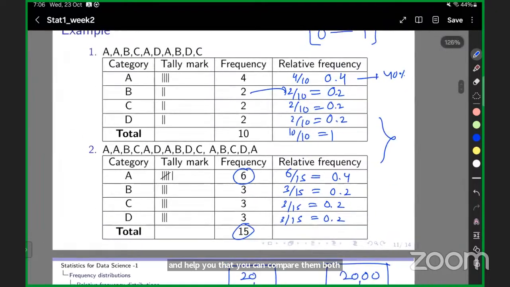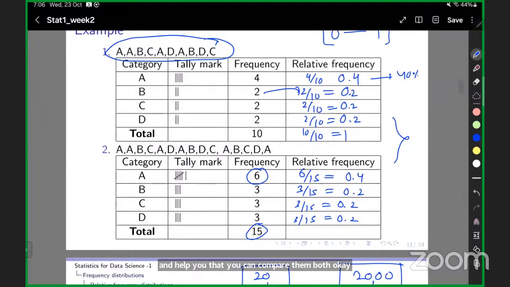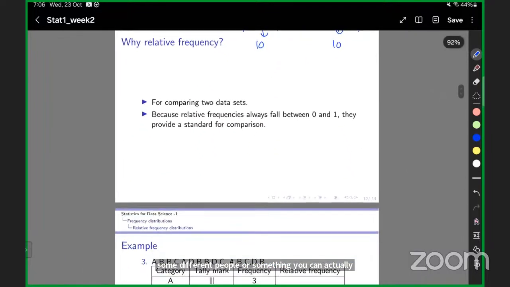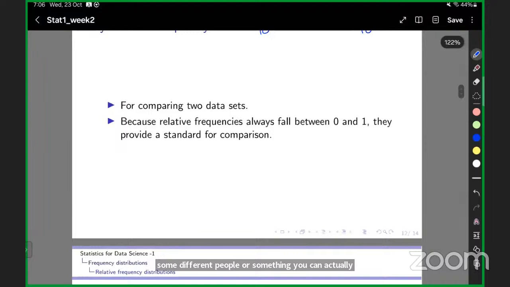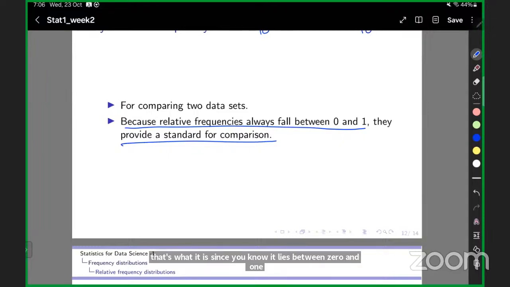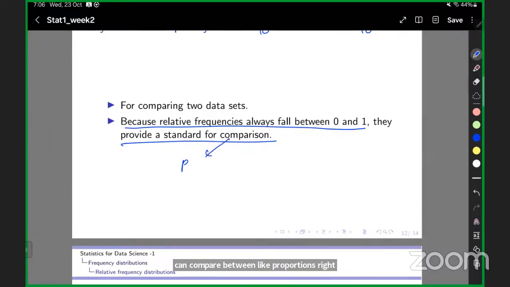So different categorical data sets, if you get them from different places, or the same places but at a different time, or collected from different people, you can actually compare them using relative frequency. Since it lies between 0 and 1, it provides a standard for comparison. Not just comparison between each other, you can compare proportions, right? So one comparison you can do is the proportion of categories.